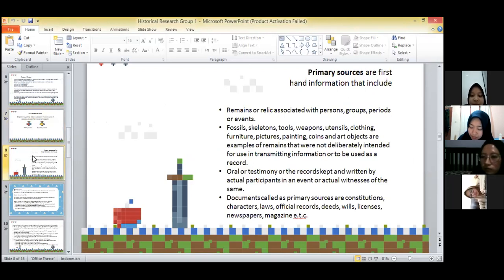The primary sources are first-hand information that includes, first, remains or relics associated with persons, groups, periods, or events. Second, fossils, skeletons, tools, weapons, utensils, clothing, furniture, pictures, paintings, coins, and art objects are examples of remains that were not deliberately intended for use in transmitting information or to be used as a record. The next is oral testimony or the report kept and written by actual participants in an event or actual witnesses of the same. The last is documents. Documents called primary sources are constitutions, charters, laws, official reports, deeds, wills, licenses, newspapers, magazines, and so on.